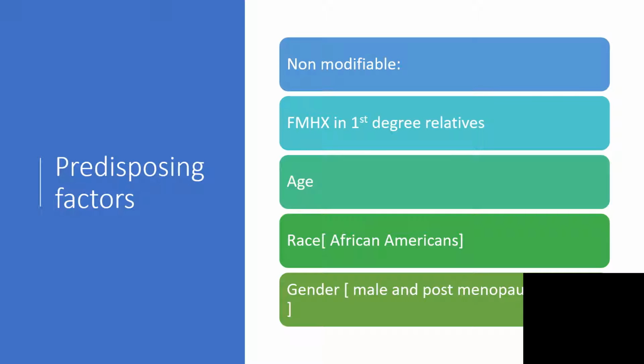Well, before leaving this very section, you just need to know there's nothing you can do about this. But if you belong to all these non-modifiable groups, then watch out for the modifiable factors. So if you are able to balance that up, then leave yourself to what fate has for you.